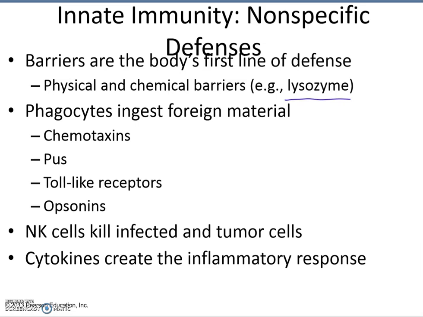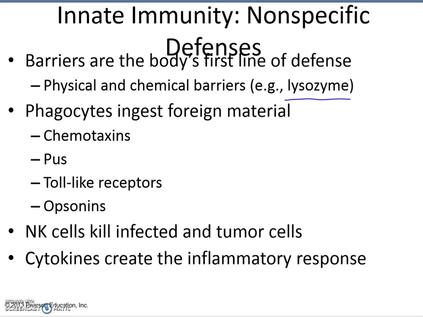defenses. Basically innate immunity means that you're born with it. The first thing that comes to mind, of course, are your physical barriers such as unbroken skin, and then also chemical barriers. Here the example given is lysozyme. Lysozyme is an enzyme that's found in the saliva in your mouth, and it breaks down bacterial cell walls.